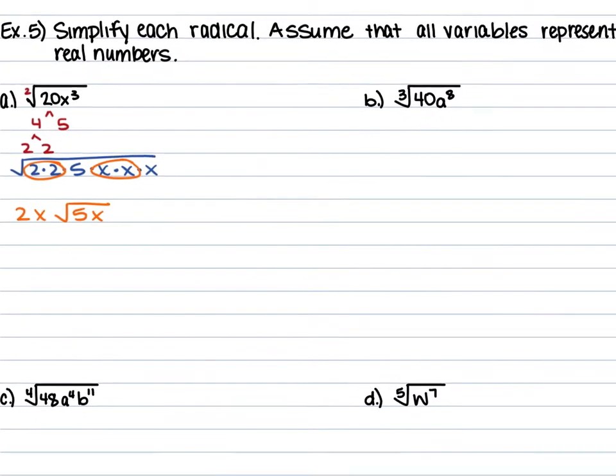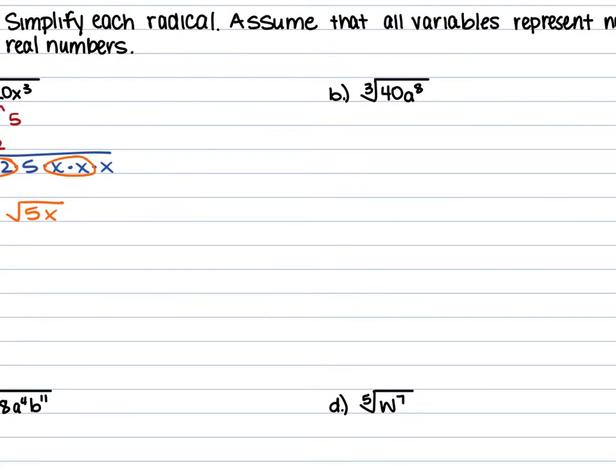For example B, we have the cube root of 40a to the 8th power. So again, we're going to find the prime factorization of that 40. We have 4 and 10. The 4 is 2 and 2. 10 is 2 and 5.